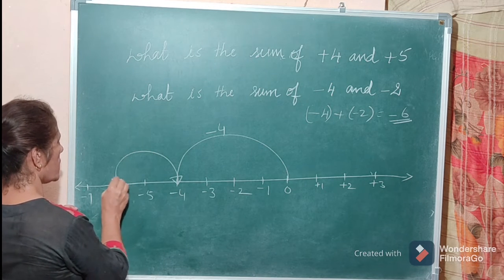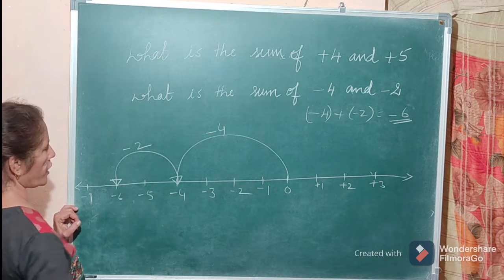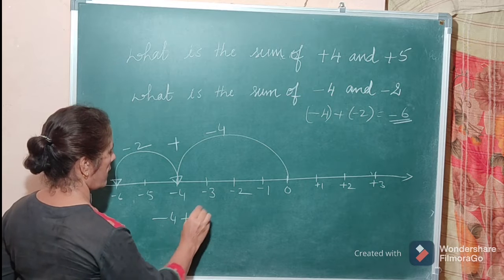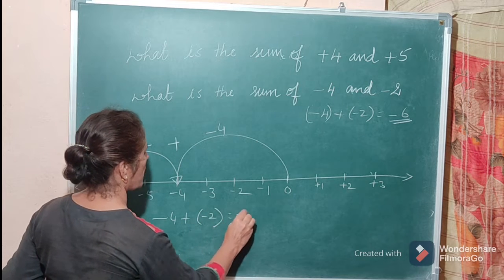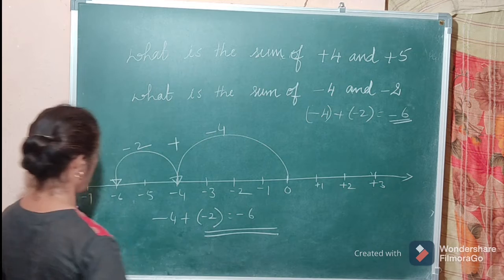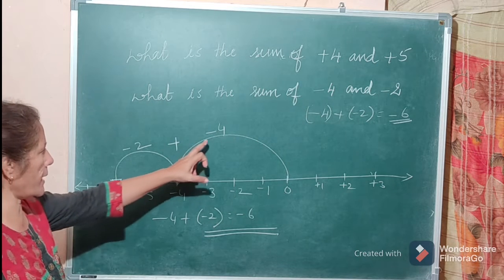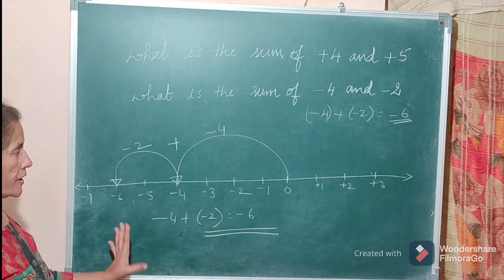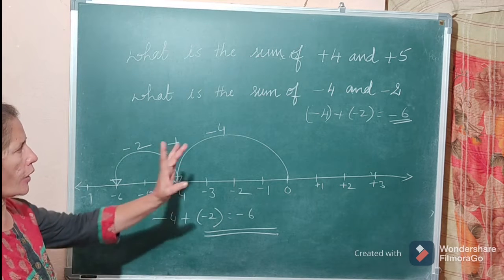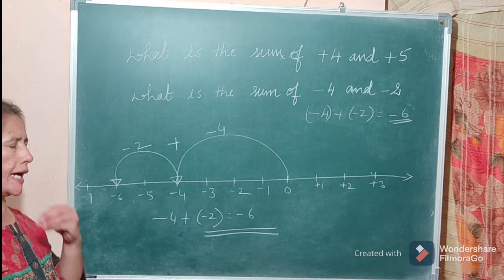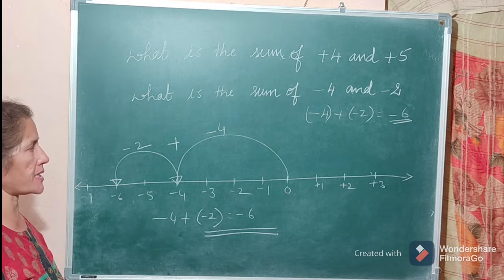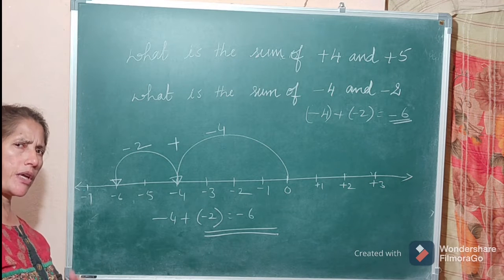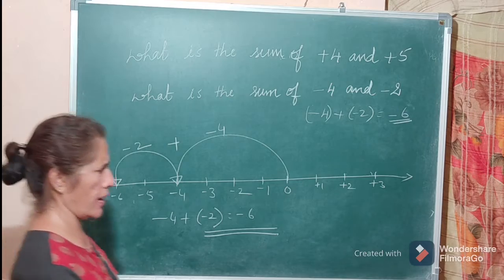Minus 2. So, what you have to do? You are adding minus 4 plus minus 2, which is equal to minus 6. You understood? Did you all understand? So this is how you have to add two positive numbers or two negative numbers. Now in this class I will teach you how to add one positive number and one negative number.